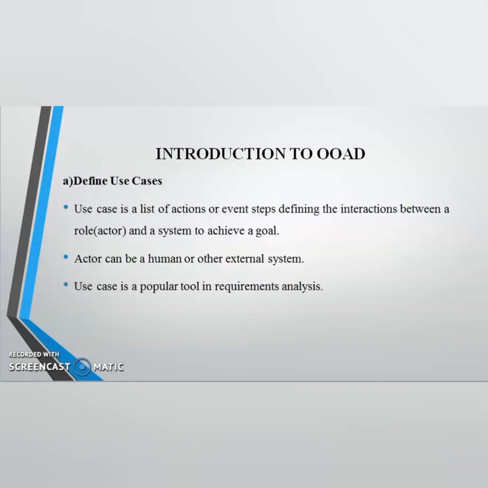First one is use case. A use case is a written description of how users will perform tasks. It presents the list of actions that occur in the interactions between a role, that is an actor, and a system to achieve a goal. An actor can be a human or an external system. And the popular tool for requirement analysis is use case.